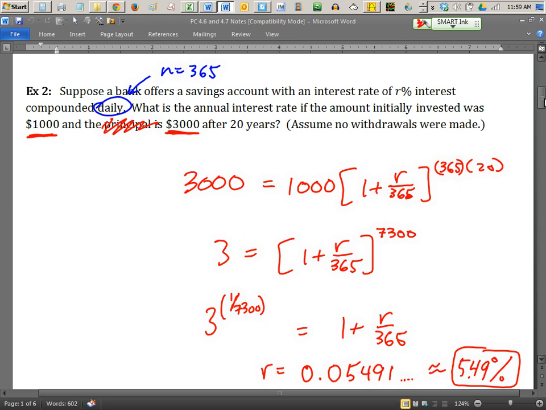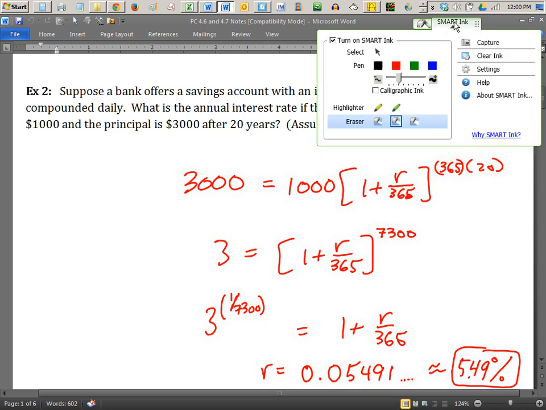All right. Everybody see what happened there? So that one was a problem where you solve for r. And Algebra 2 students may or may not have the skills to do it, but I would expect you do. Okay, let's go on to the next example.